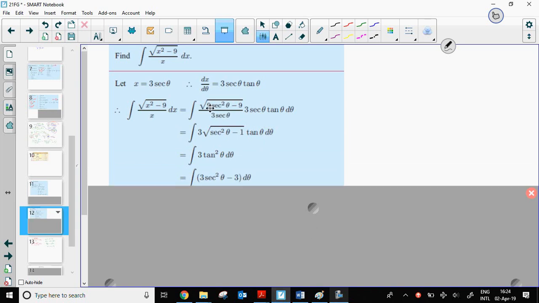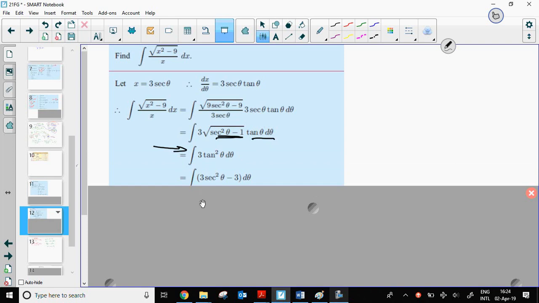We can take out the 9, factoring out the 9 from inside that brackets. That comes out as a 3, leaving us with just secant squared minus 1. But secant squared minus 1 is, that's a trig identity. Secant squared minus 1 is tangent squared theta. So then we take the square root of tangent squared, leaving us with just tangent, combining with this other tangent, gives us the tangent squared.